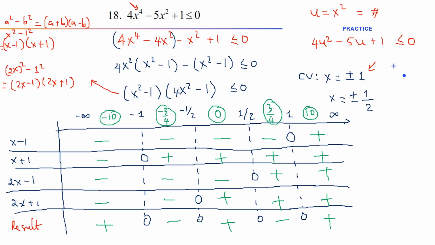We have less than or equal to 0, meaning we want 0 and negative. So we want 0 and negative, which means we want the bracket here and negative, right? So negative 1 comma negative 1/2, union another 0 right here, so that will be 1/2 comma 1.